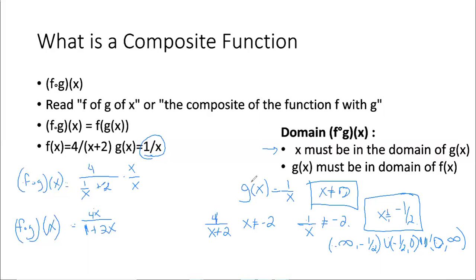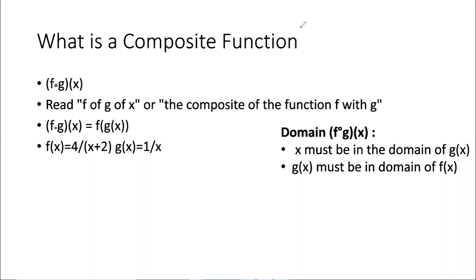So our domain is x must be in the domain of g of x, and g of x must be in the domain of f of x. So any value of x that gives a g of x that's not in the domain of f of x, we have to exclude that value as well.